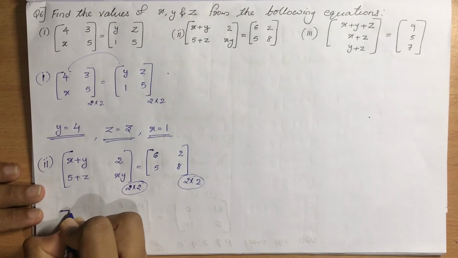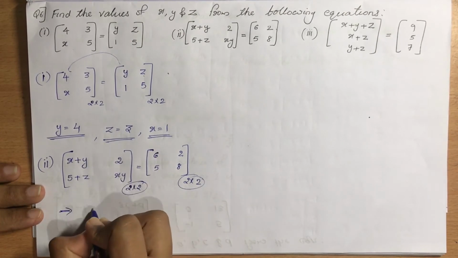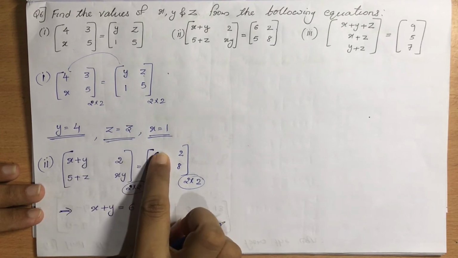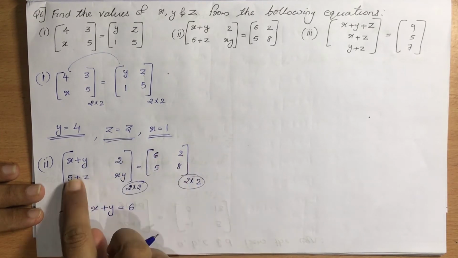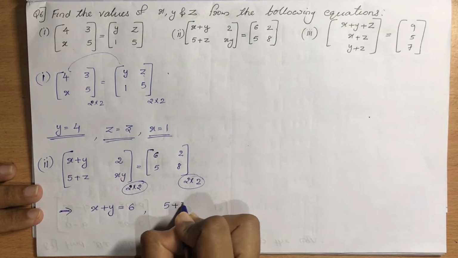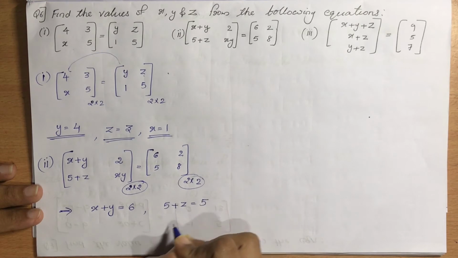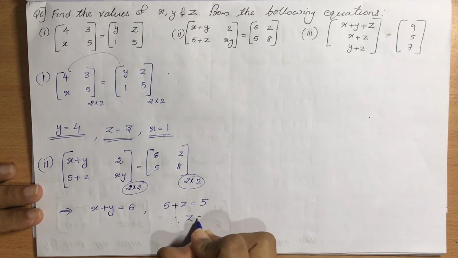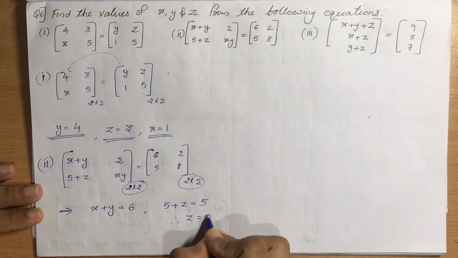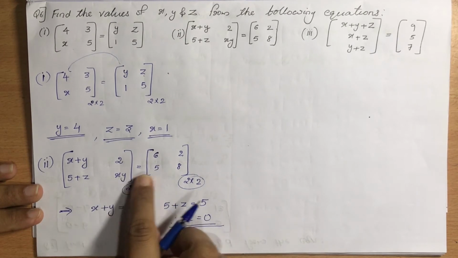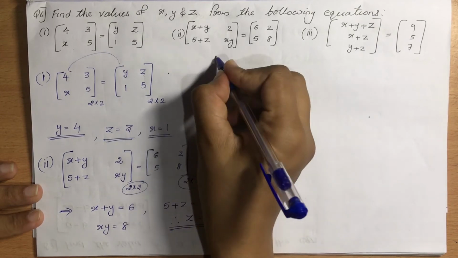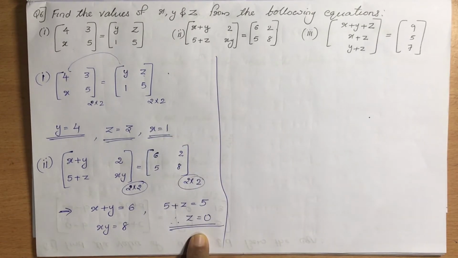So what can we write here? x plus y equals 6. The 2 and 2 are equal. 5 plus z equals 5, so z equals 5 minus 5 equals 0. So the value of z is 0. Next, xy equals 8 also. So we got the value of only z.